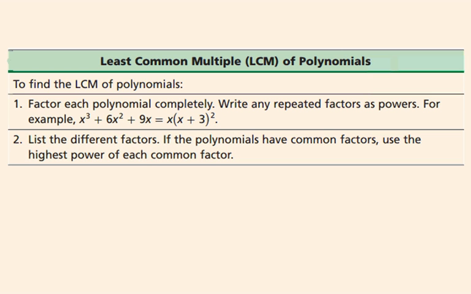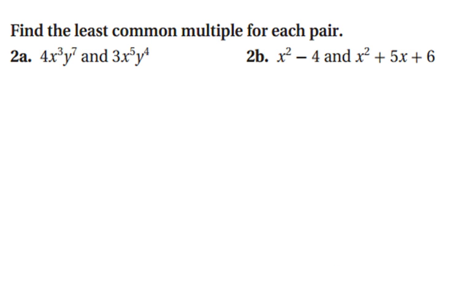A couple of steps, and this is right from your book, just so I can be the middle person helping you understand what this means. You're going to factor each polynomial completely. So you're going to write it out as repeated factors. In this case, we had x plus 3 times x plus 3, so you just write it as x plus 3 all squared. Then when you list the different factors, if you have common factors, you use the highest power of each one.